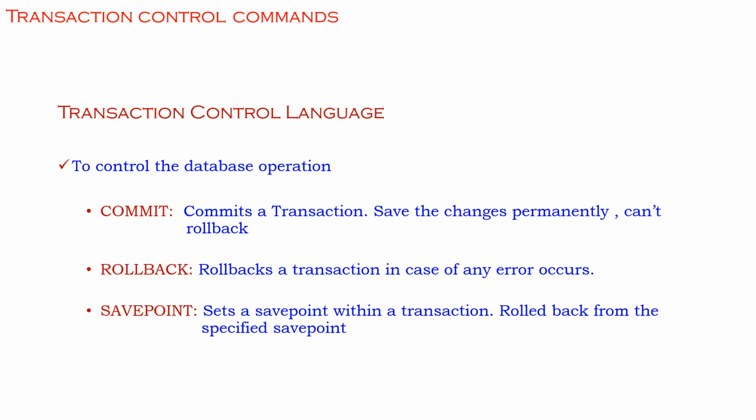Savepoint is setting a savepoint within a transaction. That is, you're going to have a checkpoint, and till that point you can roll back. That is called a savepoint. So it sets a savepoint within a transaction, and you can roll back from the specified savepoint. So these are the three database operations used in transaction control language commands.